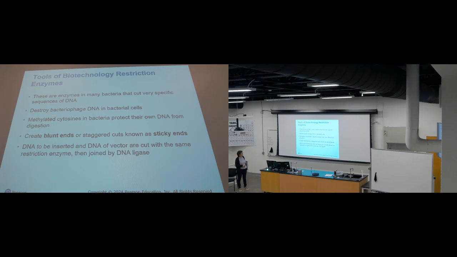Some of these enzymes were used by bacteria to destroy bacteriophage DNA. And then we found those enzymes, and now we use them to clone genes. Some of these can create blunt ends when they cut directly in between the nucleotides, and some of them can create a staggered end, a sticky end. Most of the time, you want this to happen.